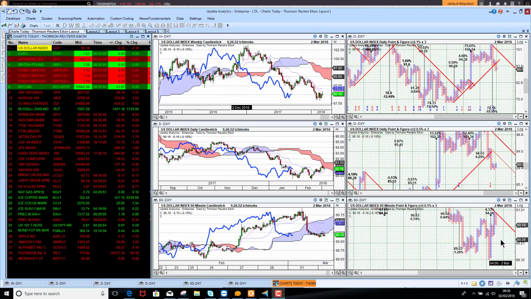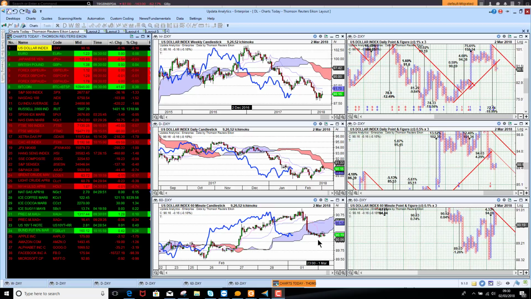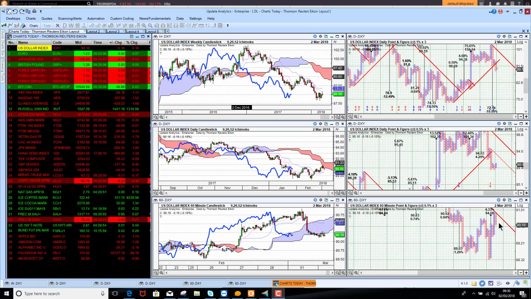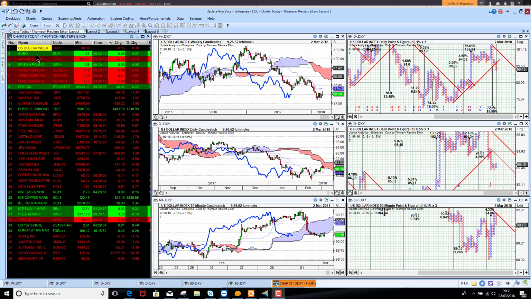And we start by looking at the dollar. Dollar retreating somewhat yesterday, just pulling back into the cloud. We're not yet bearish on the short-term trend, but we do look like we've hit resistance here on the point and figure chart. So still bearish, medium and long term.